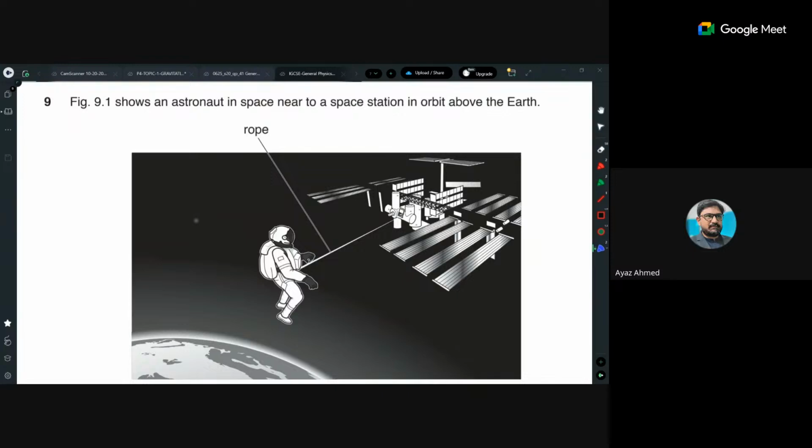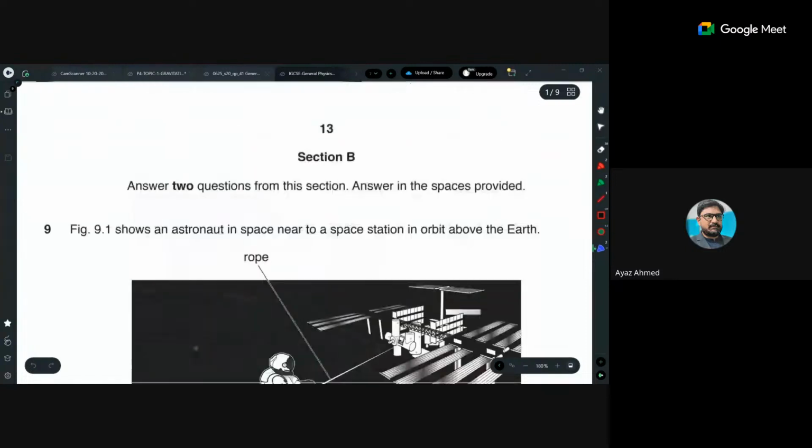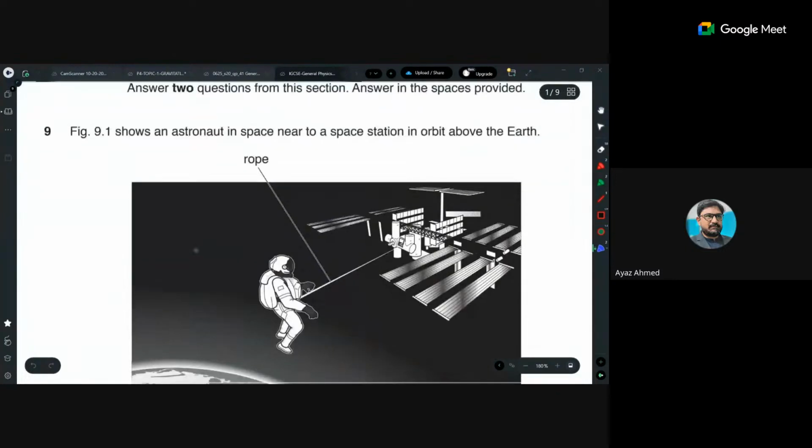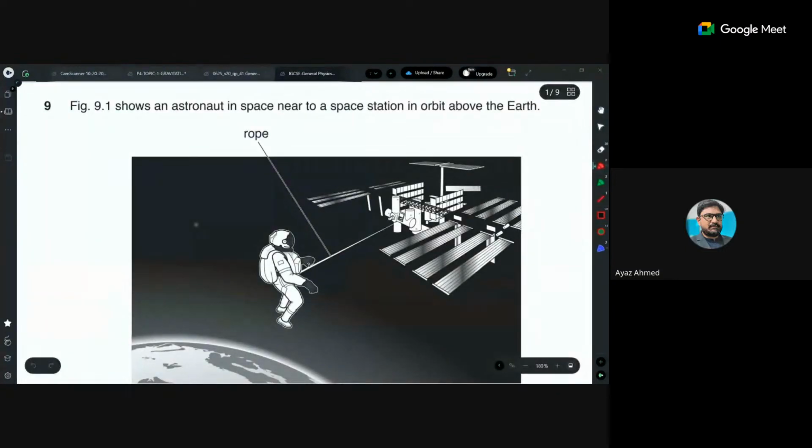Okay. This is the question we are going to discuss from the general physics part. In the general physics part, I am giving you topical practice. During that practice, I have selected some questions from your O Levels, and they looked a bit hard. That's why I selected those for your practice.